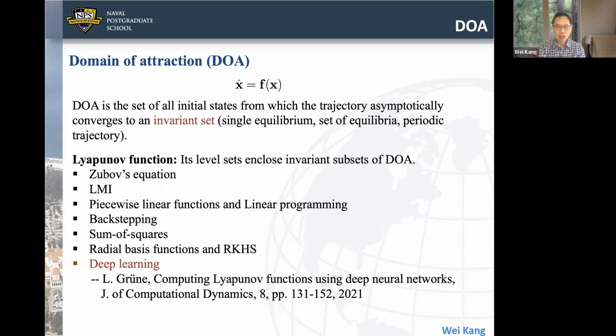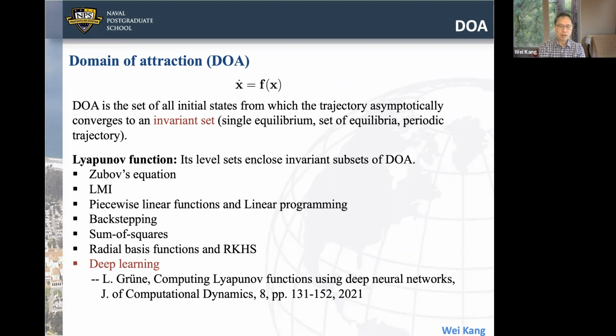Of course, we know that this question is closely related to the Lyapunov function, because if you have a Lyapunov function for a system, then its level set encloses an invariant subset of the domain of attraction. So the Lyapunov function can at least tell you subsets of the domain of attraction, although most Lyapunov functions do not give you the boundary of the domain of attraction.